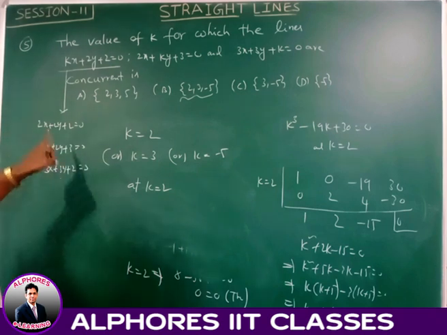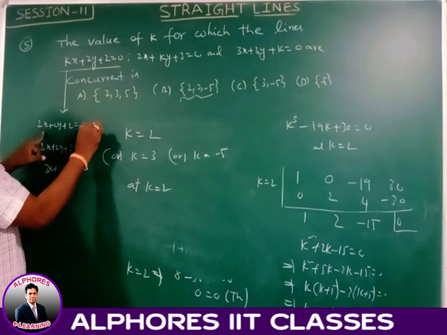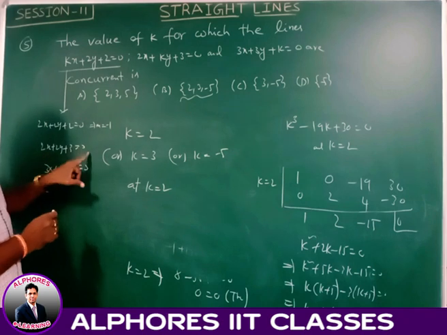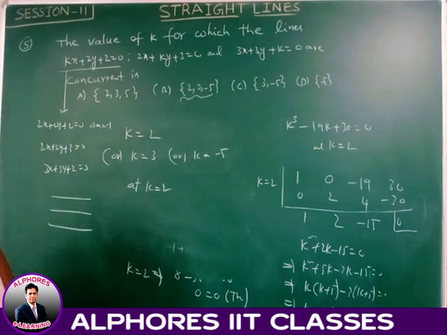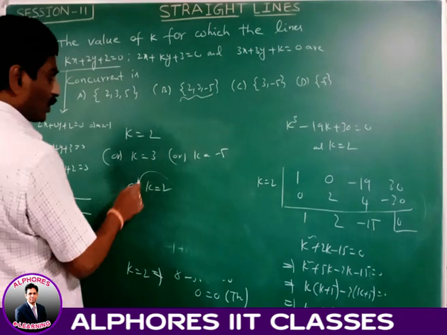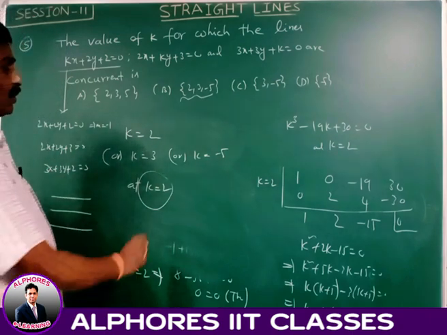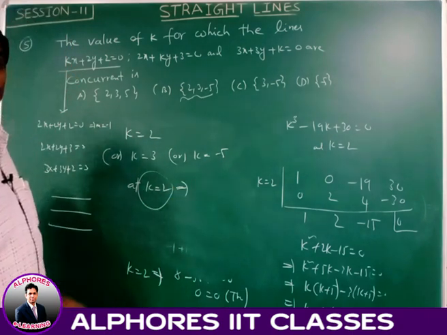Please observe this value. In this case, slope is minus 1. Slope m is equal to minus 1. In this case also minus 1. In this case also minus 1. That means the lines are parallel, not concurrent. But at k is equal to 2, the given lines are parallel.